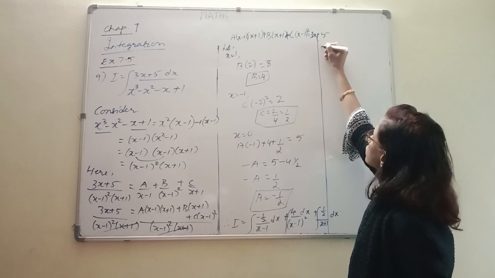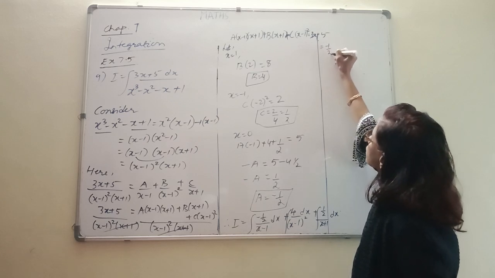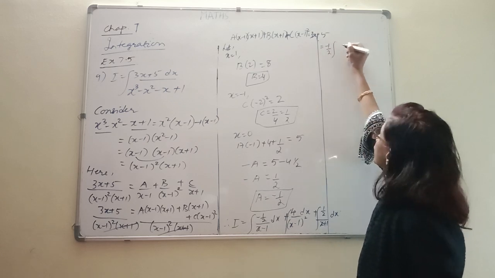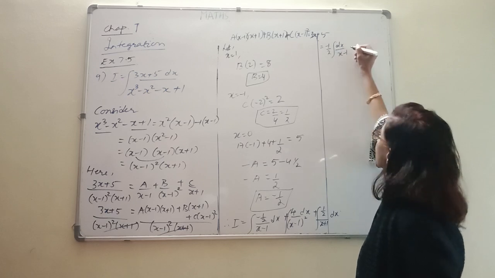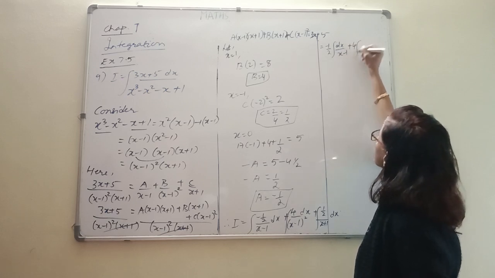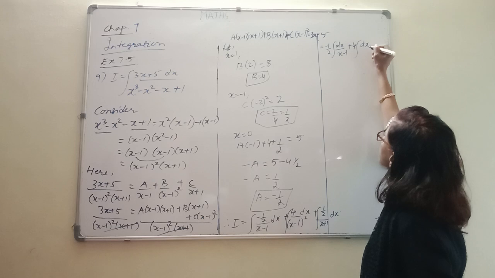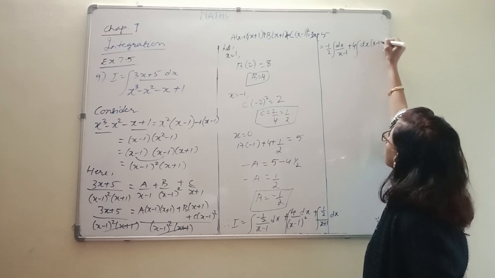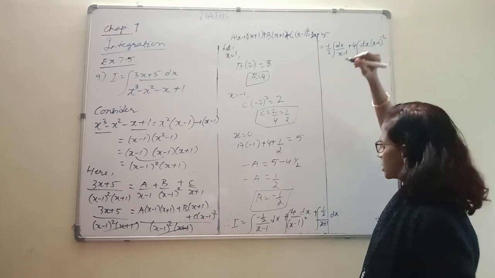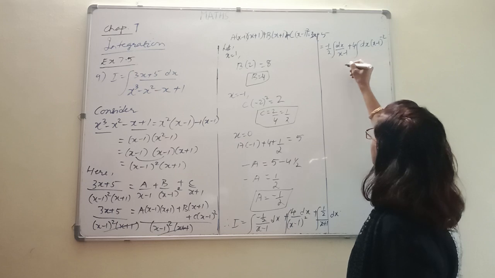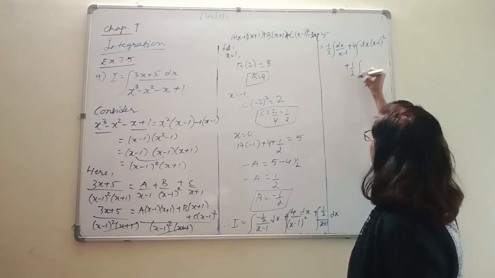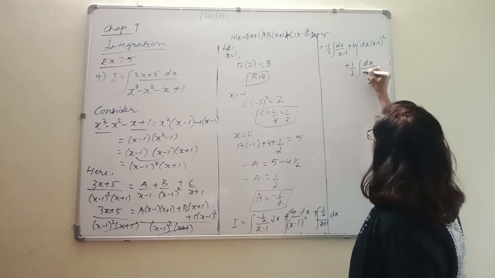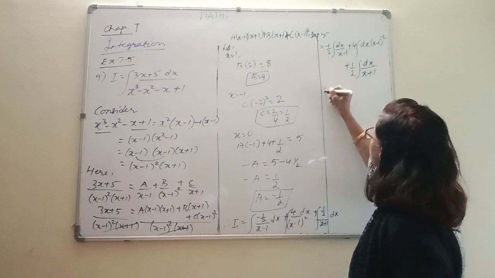Now let's take these constants out. Negative half outside, integral of dx over x minus 1. We can have the 4 outside, integral of dx times x minus 1 raised to minus 2. So that will give you the answer. And here you can take the half out. So you have integral of dx over x plus 1.